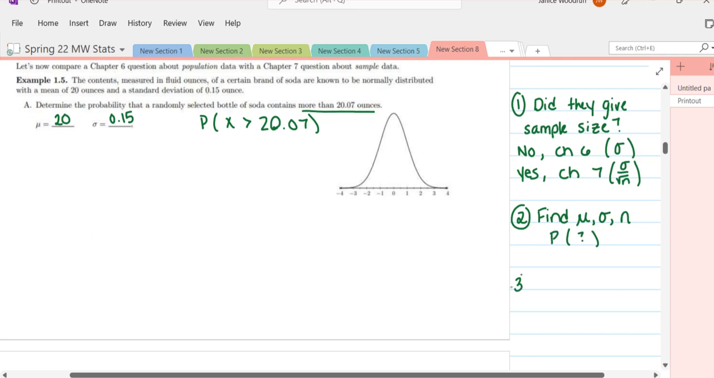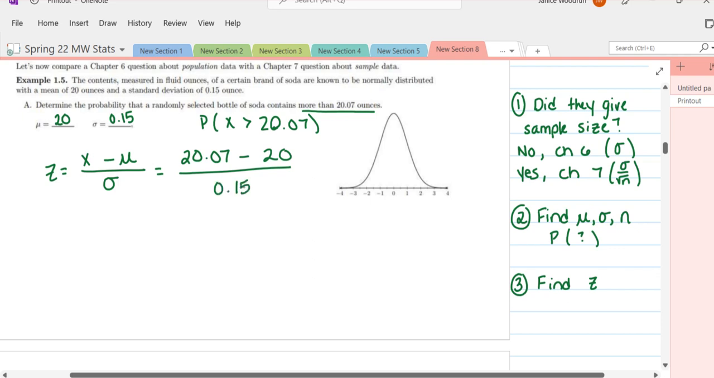Okay, then step 3, you're going to find z. So we're going to go z is x minus the mean over the standard deviation. So x is 20.07 minus 20 over 0.15. So that is going to give us 0.4667.